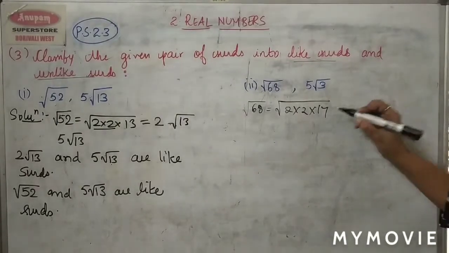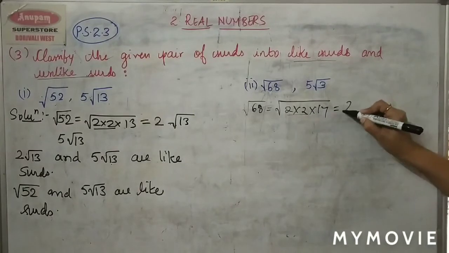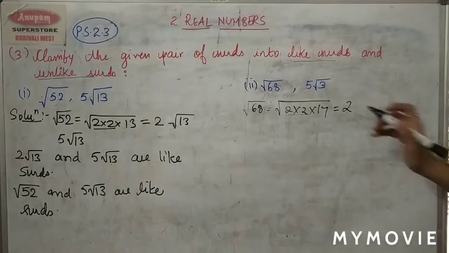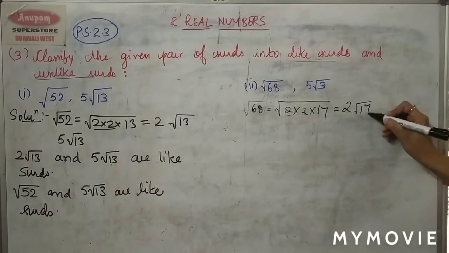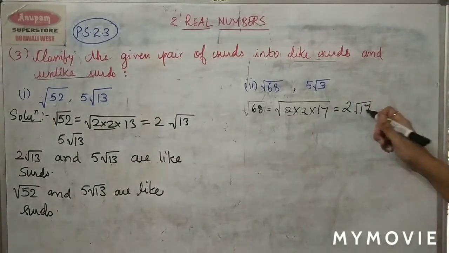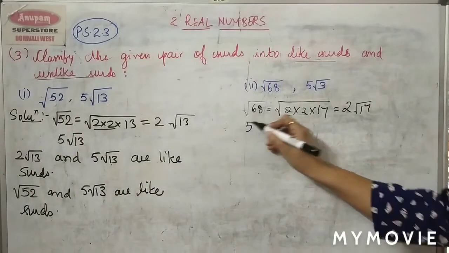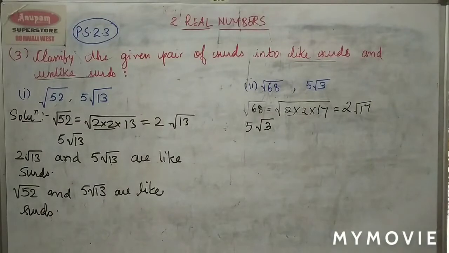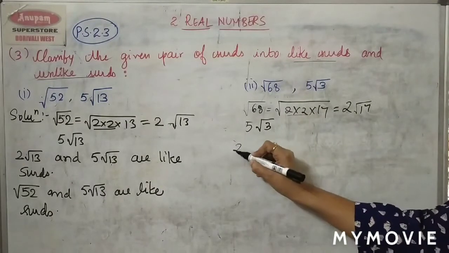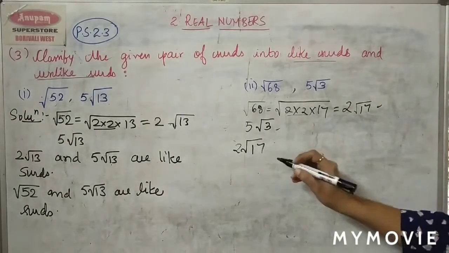Now, since this is a square root, I'll make a pair of 2s. So in the next step, the square root goes for 2, and 17 does not have a pair with it. So this remains square root of 17. So we got 2 root 17 as the answer. And our next number is 5 root 3. I cannot solve this, right? So if you check these two numbers, 2 root 17 which I got here, and this 5 root 3.